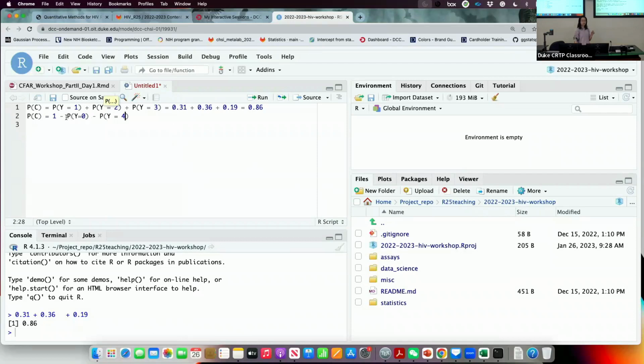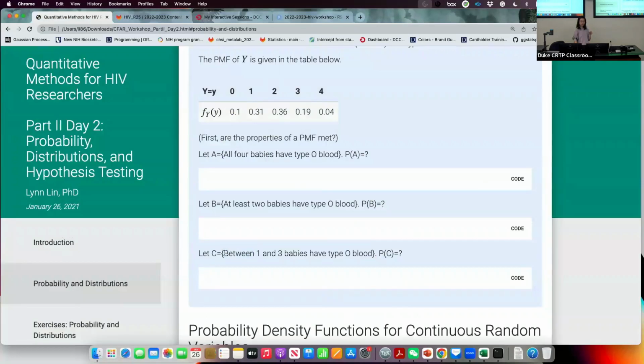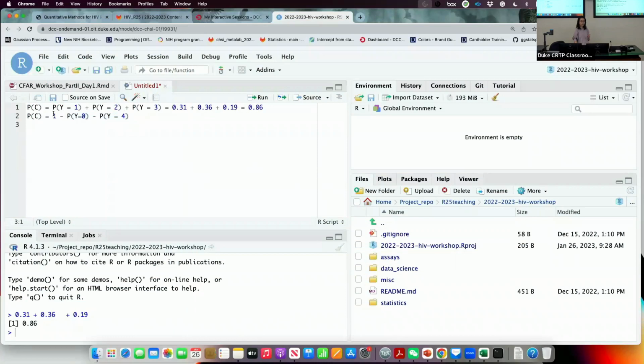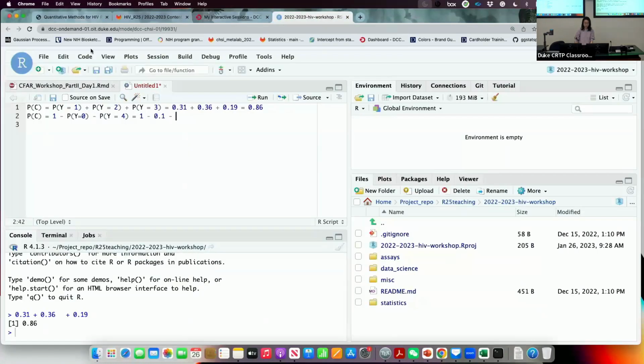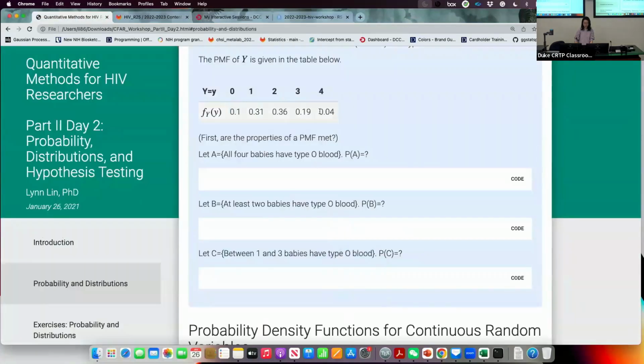Those are the events that are not included in this description C. Because the sum of everything will be 1, I'm going to use 1 minus these two probabilities. If you go back, this is 1 minus 0.1, and the other is 0.04.